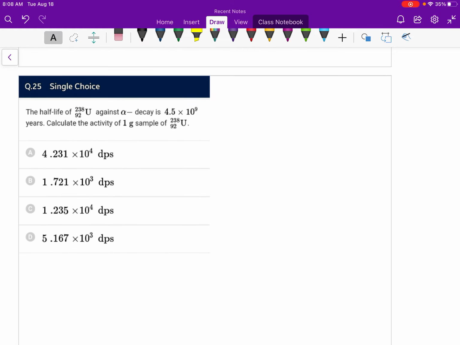The half-life of alpha decay is this: calculate the activity of 1 gram of sample. So this will involve a lot of calculation. Activity is lambda N, that is ln 2 by T, and N is m by m naught into Avogadro number.